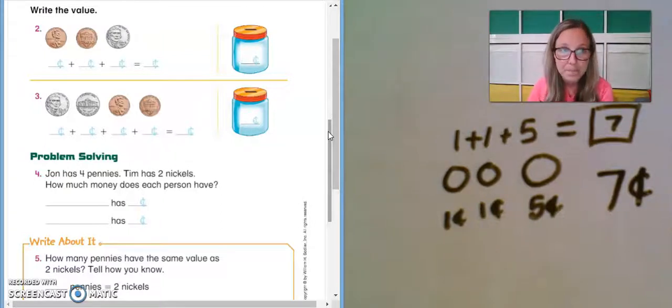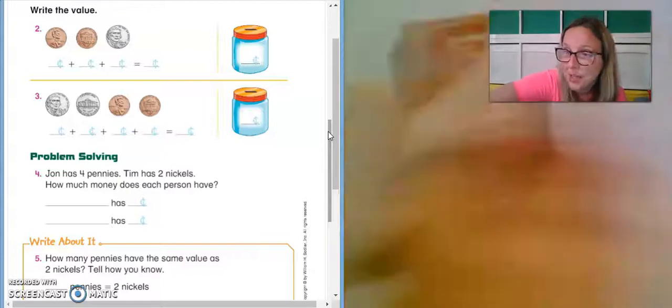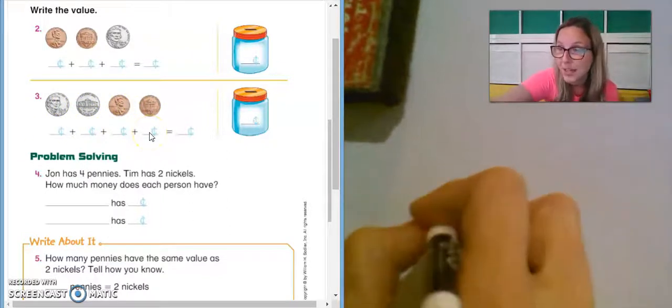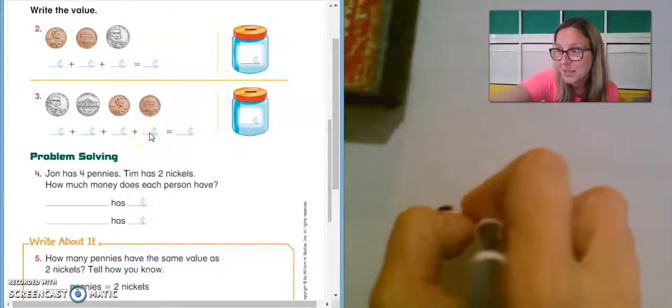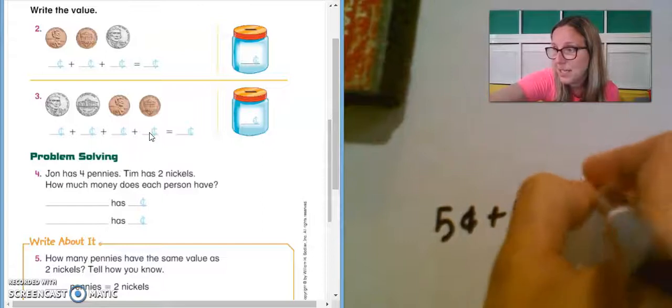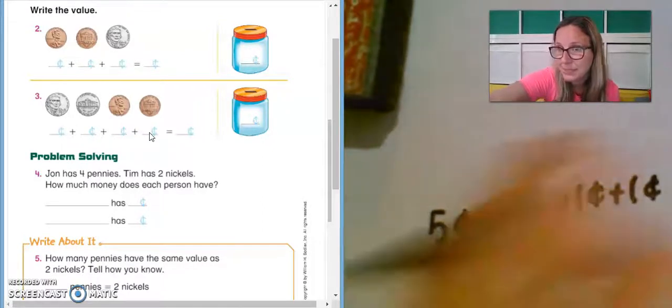Okay? All right, let's take a look at number 3. Okay, number 3, we have 5 plus 5 plus 1 plus 1. So on these lines, you should write 5 cents plus 5 cents plus 1 cent plus 1 cent.